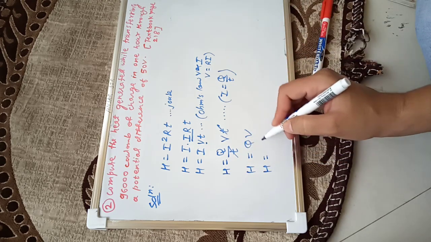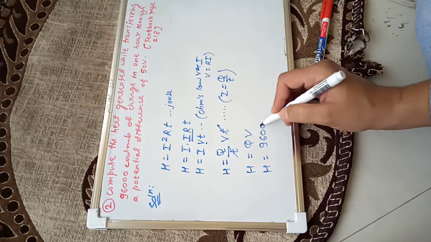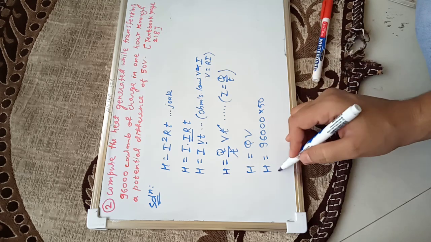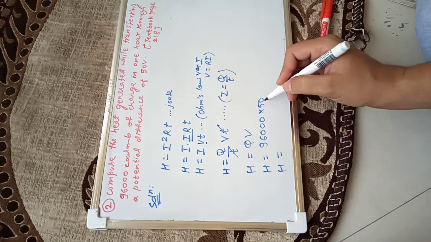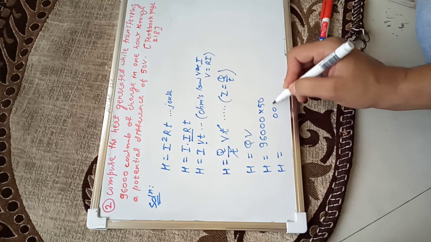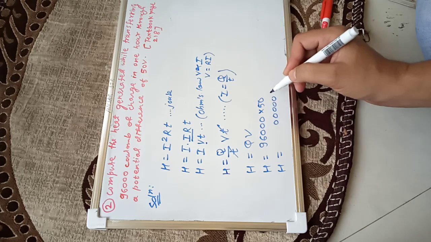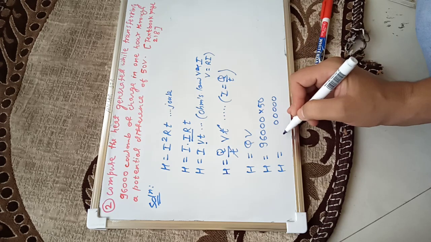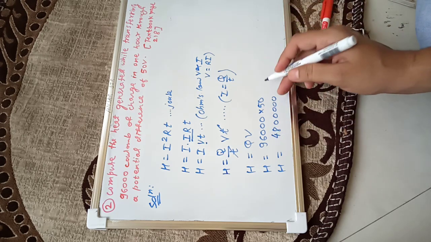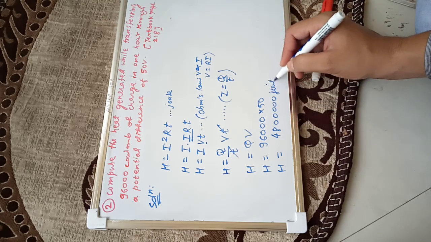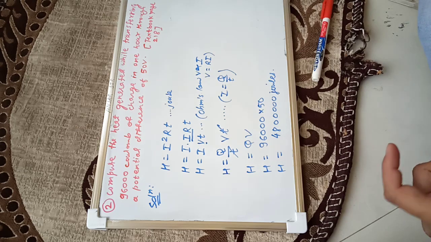So H is equal to Q, which is 96000 charge, into voltage, which is 50. So H will be, add the zeros 1, 2, 3 and this one is 4. 5, 6 are 30, carry 3. 5, 9 are 45 plus 3, 48. So it will be 1, 2, 3, 4, 5, 48 lakh joules. This much amount of heat will be produced.